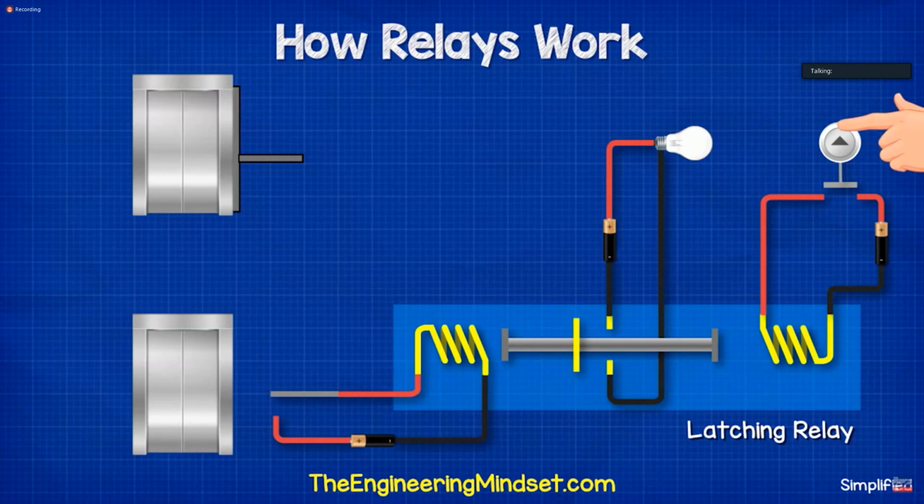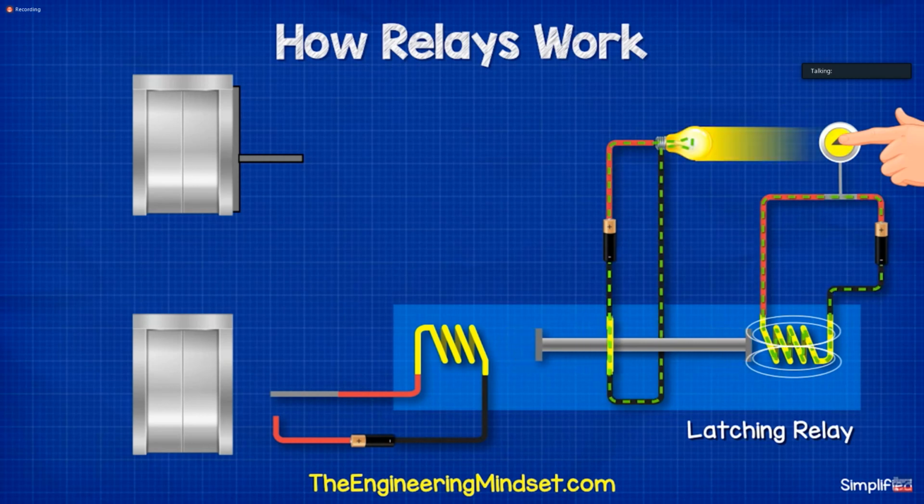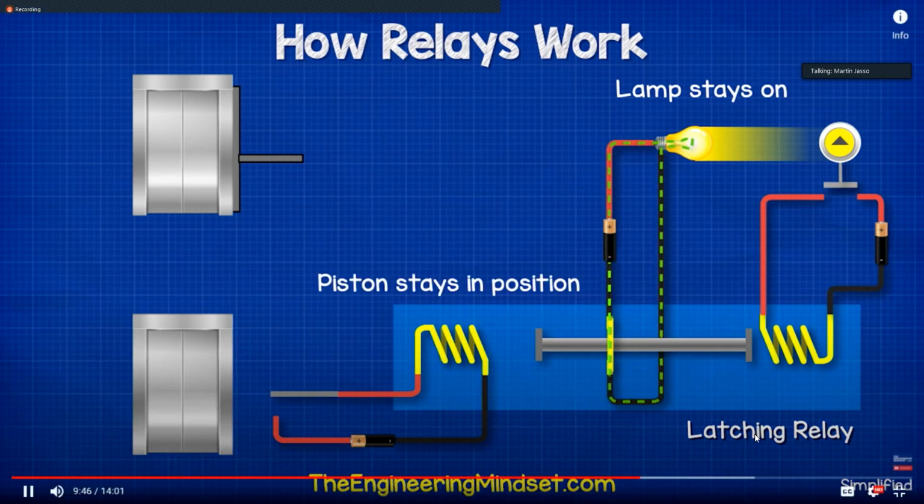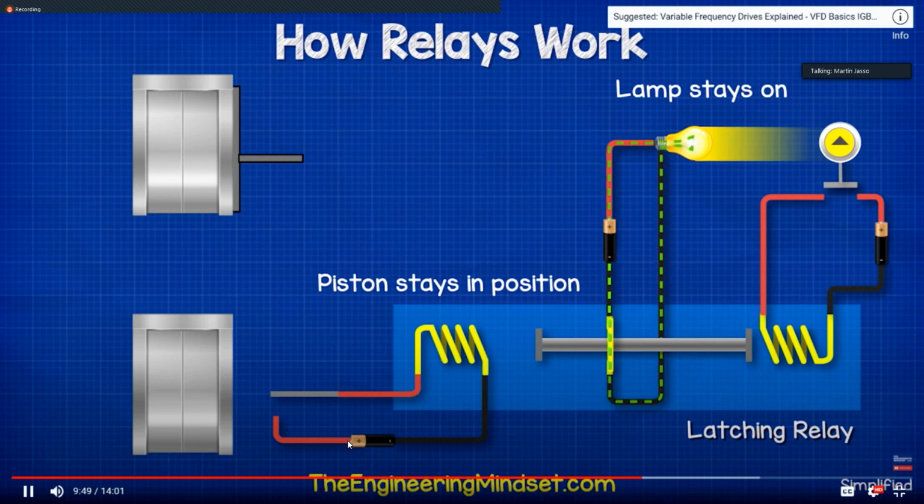When the call button is pressed, it completes the circuit and powers the electromagnet. This pulls the piston and completes the circuit to turn the lamp on. A signal is also sent to the elevator controller to send the elevator down. The button is released. This cuts the power to the initial circuit, but as the piston isn't spring-loaded, it stays in position.